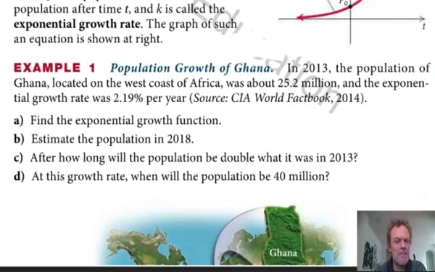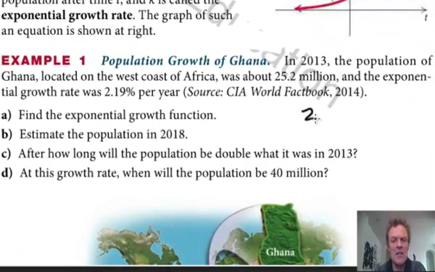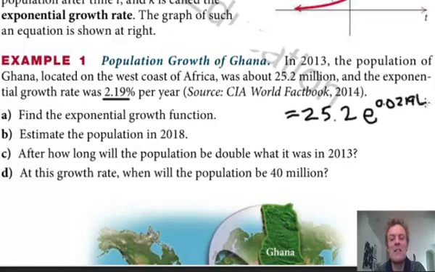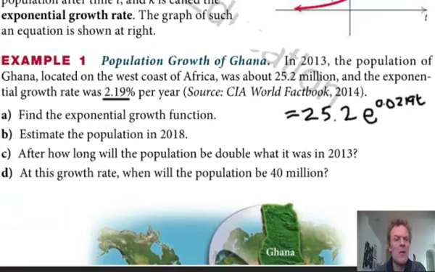We've got Ghana. In 2013, the population was 25.2 million. So that's where I would put 25.2 million as P0. I'm going to write that: 25.2. The growth rate is 2.19%. We write that as a decimal: 0.0219. And then T is the amount of years. It just wants the function. And there it is. Let's have a look. Right there. What else do we have?